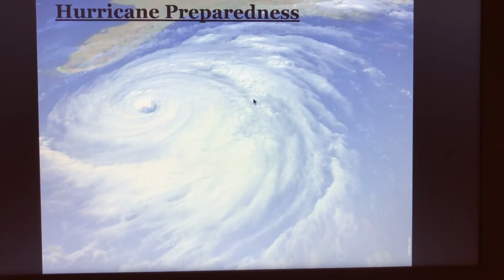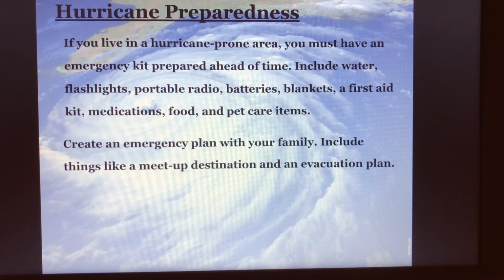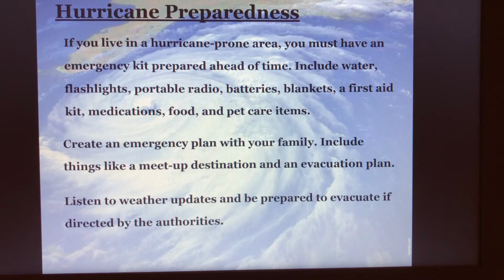So, preparedness. How do you get prepared? First of all, if you live in a hurricane-prone area, you have an emergency kit put together. It has water, flashlights, a portable radio, batteries, blankets, a first aid kit, medication, food, and pet care items. You need to have that at the ready all the time. You need to create an emergency plan with your family, having a meetup destination in case you guys are separated, and to have an evacuation plan. And then listen to the weather updates and be prepared to evacuate if the authorities come and tell you you need to do that.